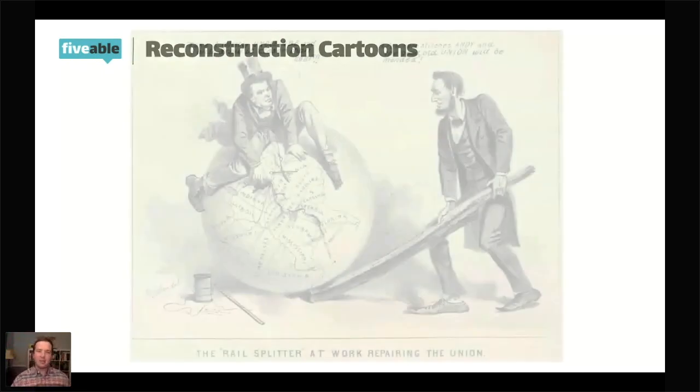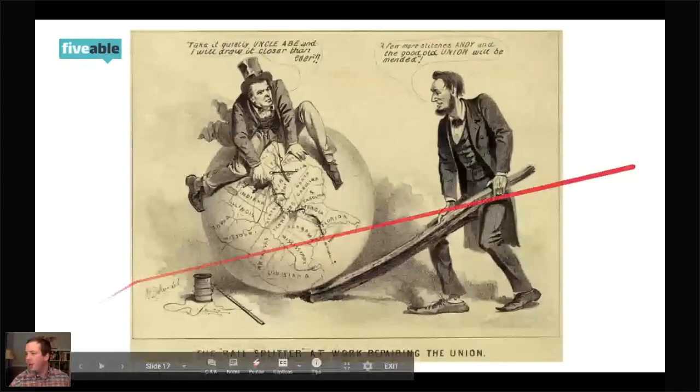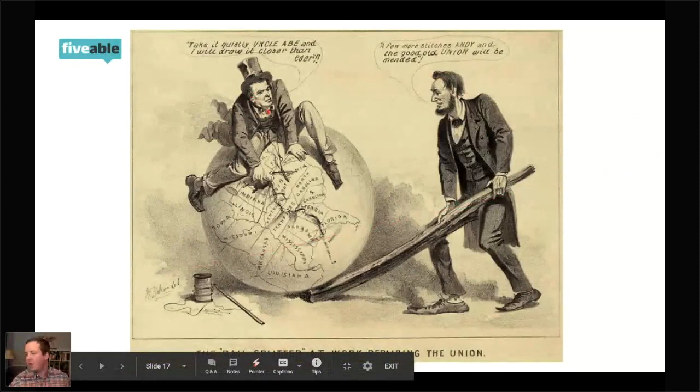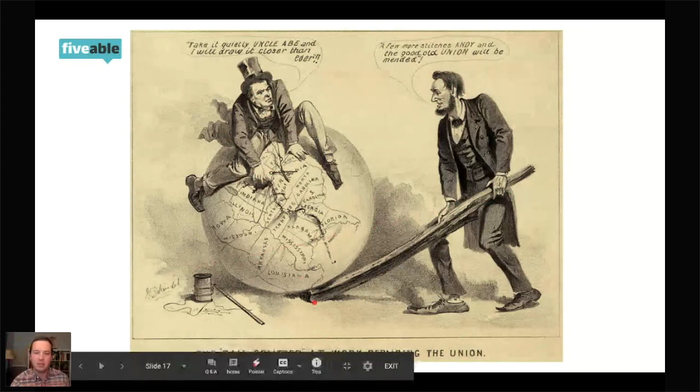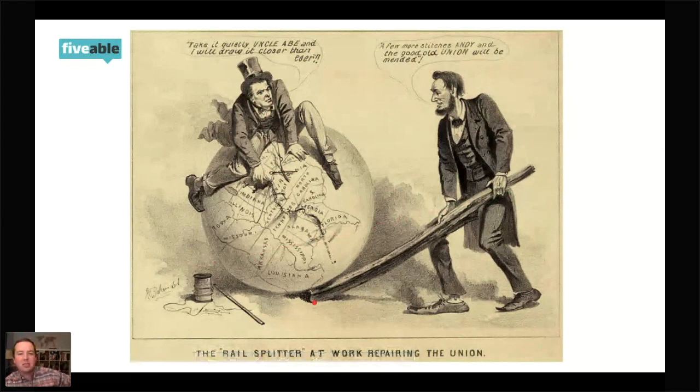So this is Lincoln over here and Johnson over here, and they are repairing the Union. Notice the title is called The Rail Splitter at Work, Repairing the Union. Lincoln used to split rails, a.k.a. cut pieces of wood for use in fences. And Johnson used to be a tailor. Andrew Johnson was a tailor way before he was president. So they're both bringing the Union back together. But notice they're doing it in different ways.